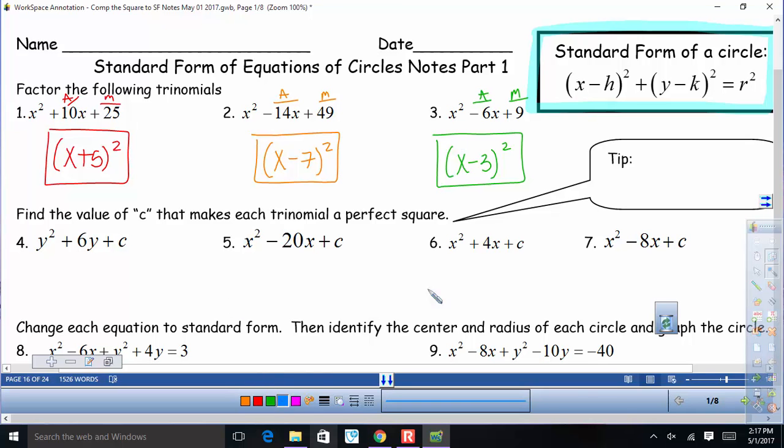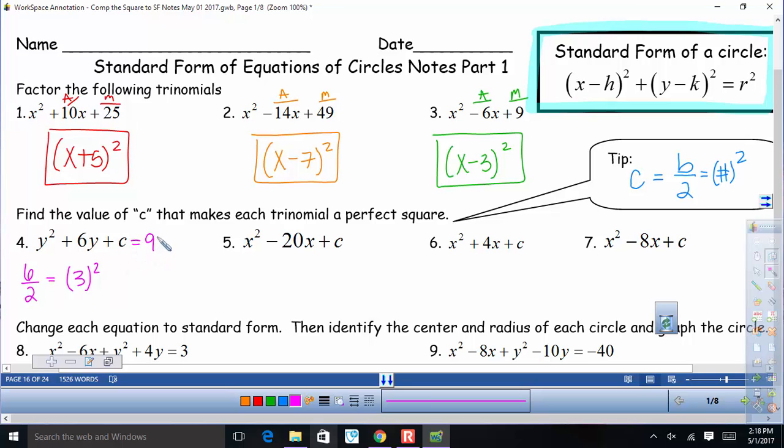Okay, and so I have a tip box up here. It's not really a tip, but it's actually how you do it. So to find C, you're going to take your B, divide it by 2, and then whatever that number is, you square it. Okay, so that's how you're going to find C, or complete the square. So for number 4, B is actually 6. We would take 6, divide it by 2, and that would give us 3, and then we would square 3, and it would give us 9.